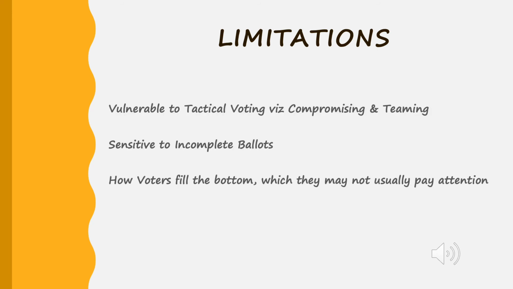Before we start packing our bags for Vegas and start collecting money to gamble, let's just discuss a couple of limitations about this Coombs method of picking out the winner. It's vulnerable to tactical voting. I mean, people can team up and have compromised last place votes. It's sensitive to incomplete ballots, and voters usually care more about their first choice rather than their last choice, so they might not pay attention to what's at the end. That might affect the outcome gravely.